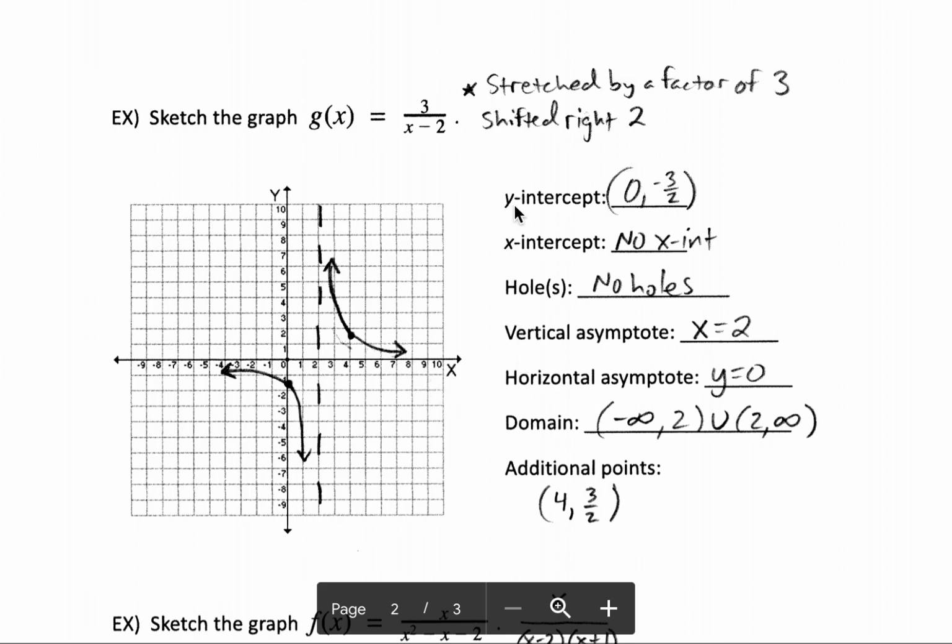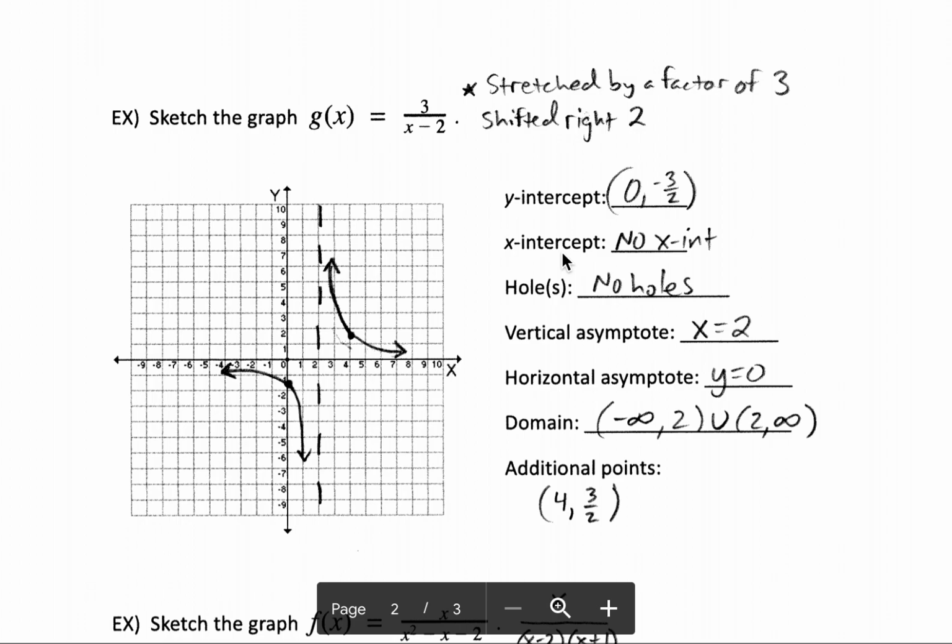To find a y-intercept, we know that our x values are 0. If we're on the y-axis, our x value is 0. So if we plug a 0 in for our inputs, the output will be our y-intercept. So plug a 0 in for x, we get negative 3/2 or negative 1.5. So right there we see that we cross the y-axis at that point.